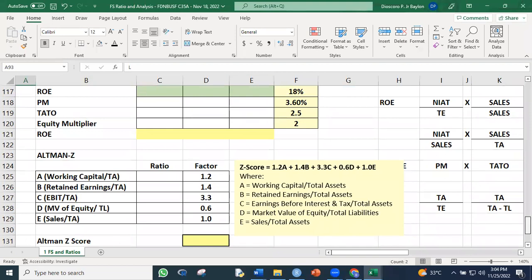So on Friday, the first hour will be the quiz. It will not include this, kasi financial ratio analysis to. Ang kasama sa quiz on Friday will be time value of money, but this will be covered in next Wednesday's online quiz.